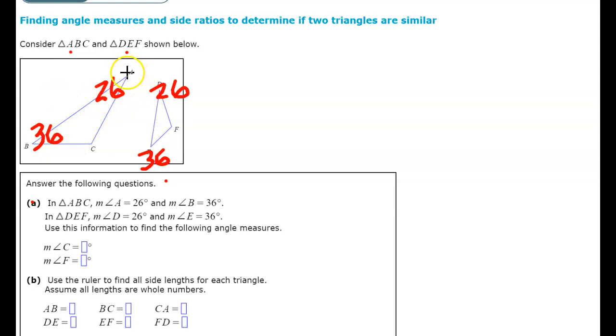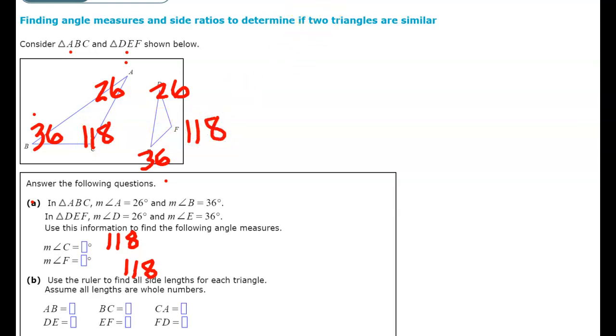And we know that angle A and B and C have to add up to 180 degrees. So then angle C has to be 118, because 118 plus 26 plus 36 is 180, okay? So that means angle F would also have to be 118 degrees, right? Okay, so I'm going to go ahead and put that in right here. Let's say 118 and 118 over here.